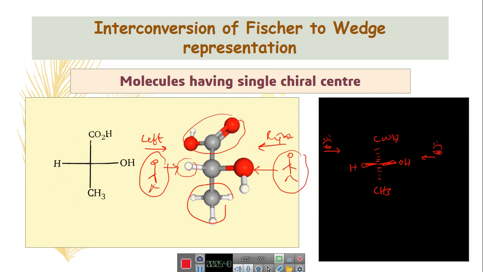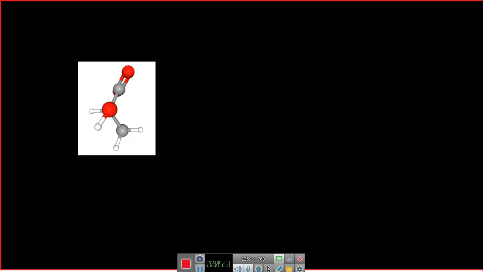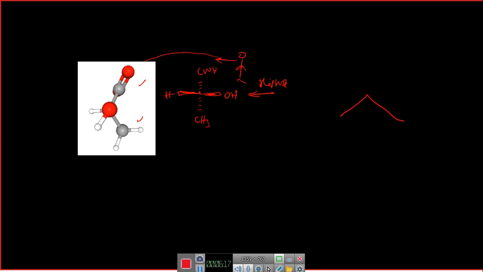First we will observe this molecule from the right side. When you observe this molecule from the right side, you can see this molecule in a three-dimensional way. These COOH and CH3 are in plane, so I'm just drawing these two in plane. When the observer is observing from the right side, he can see this COOH from the right side, and you can see this CH3 from the left side. So the CH3 on the left side and COOH you can write on the right side.